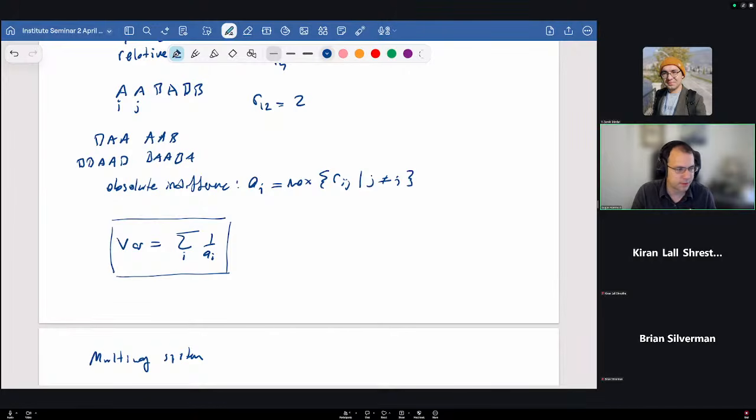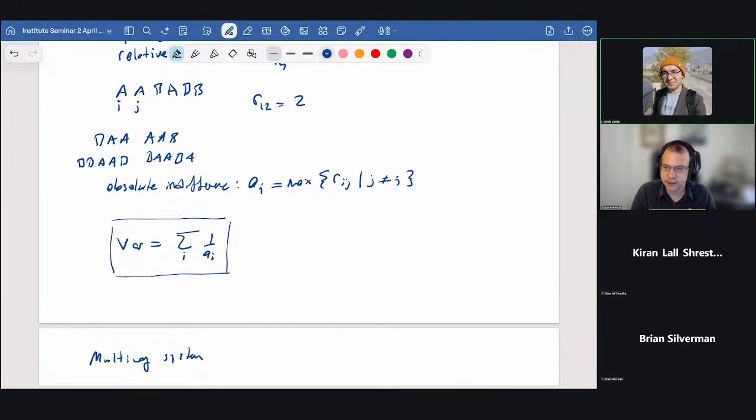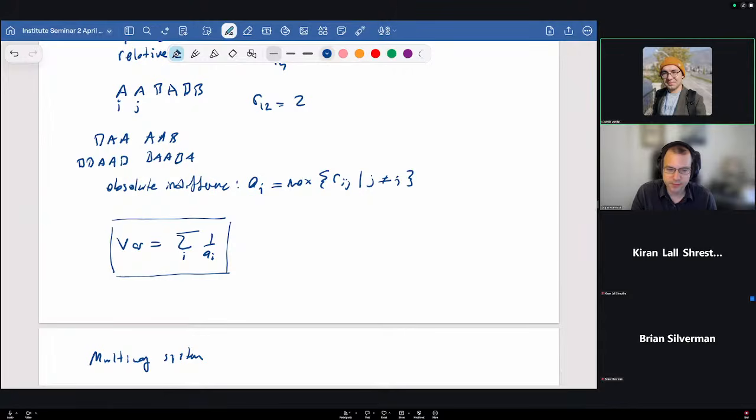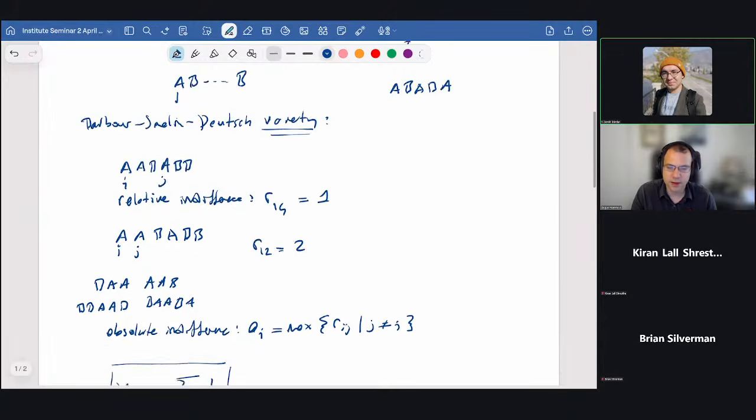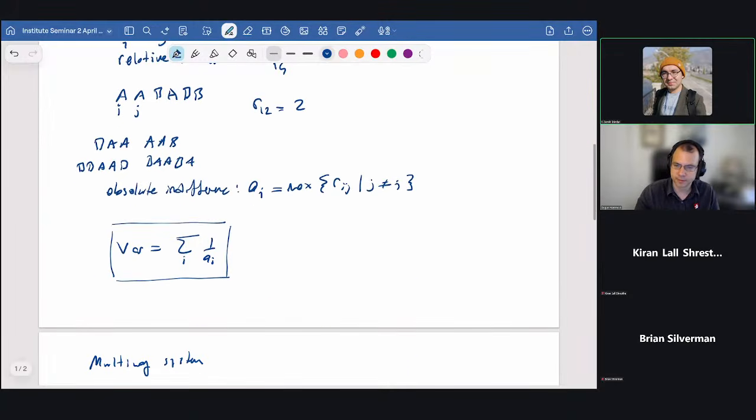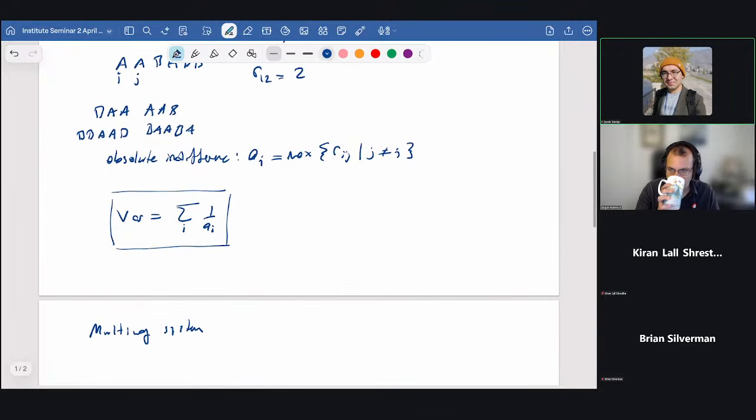What is that? Some sort of variance? This is called the variety. Sorry? Some sort of variance? No, you mean statistically. I didn't think about it in this direction, but maybe I will think about it later on. This is called the Barbour-Smolin-Dodge variety. Oh, I see. It penalizes. Can you hear me now? Yes.